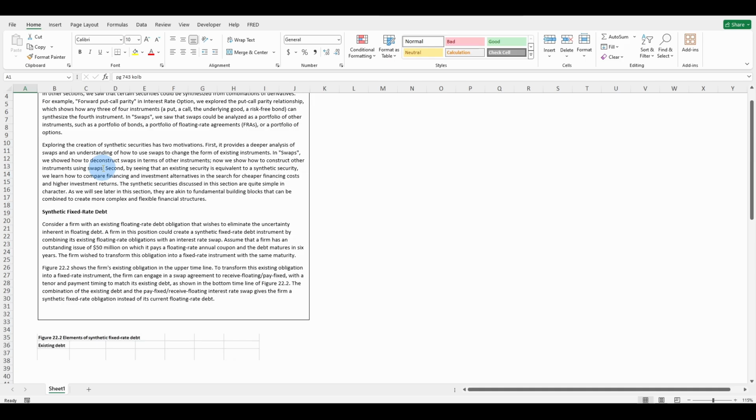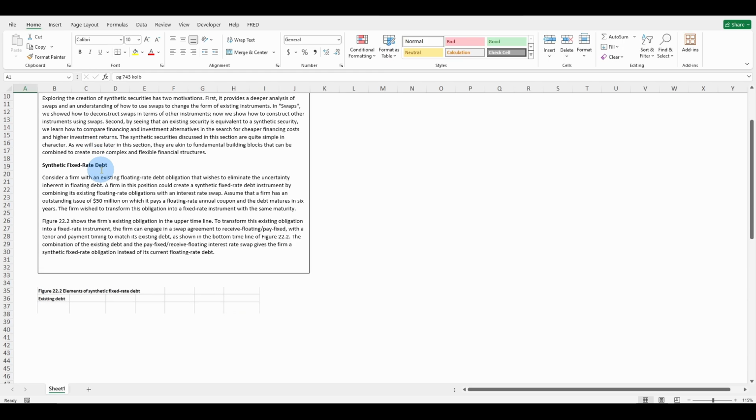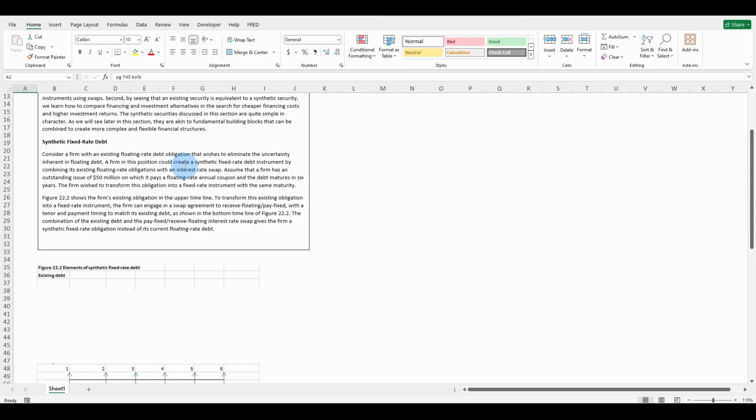Second, by seeing that an existing security is equivalent to a synthetic security, we learn how to compare financing and investment alternatives in the search for cheaper financing costs and higher investment returns. The synthetic securities discussed in this section are quite simple in character. As we will see later in this section, they're akin to fundamental building blocks that can be combined to create more complex and flexible financial structures.